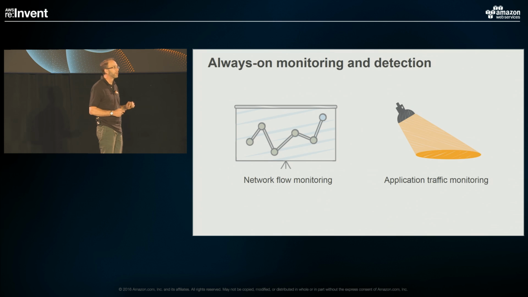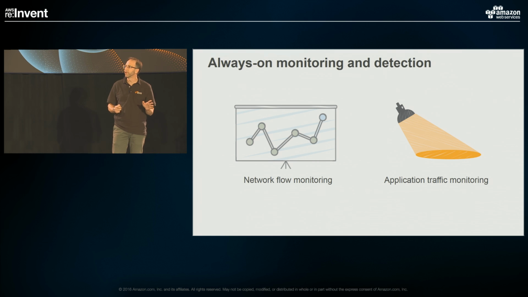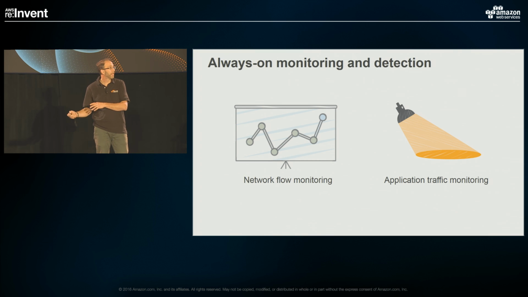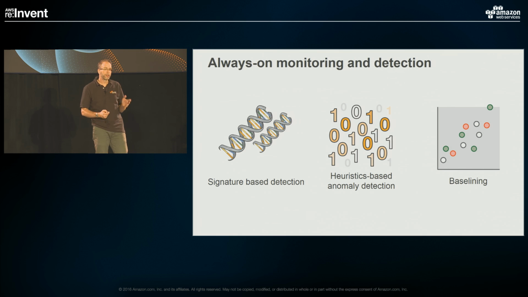So for always-on monitoring and detection, it's comprehensive. It covers both the network and transport layers, but also the application layers. And there's three types of detection that happen there. There are some attacks that have very distinctive signatures. They're easy to spot. It's deterministic. You can just say, yep, that's an attack, and it's very easy to flag.